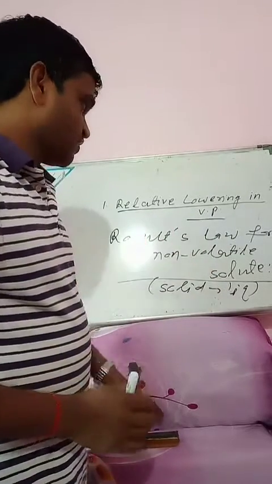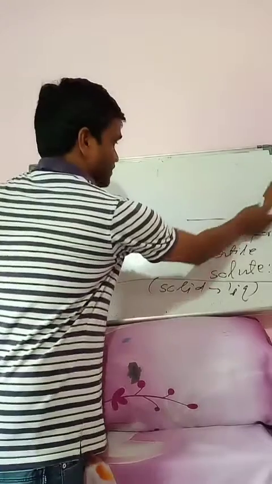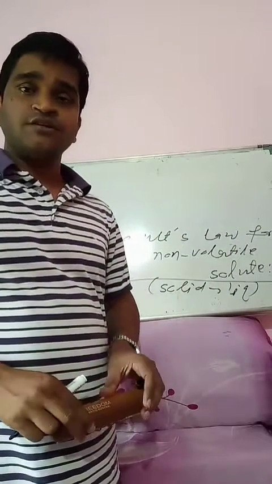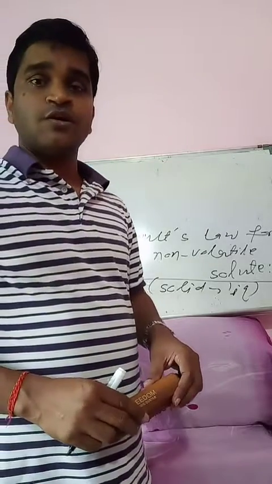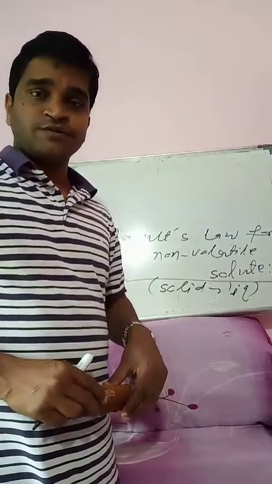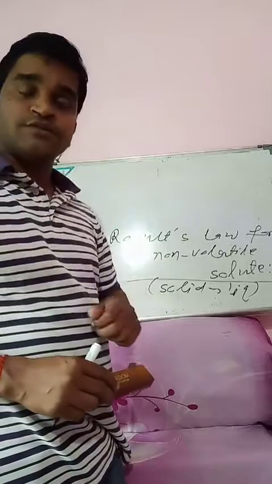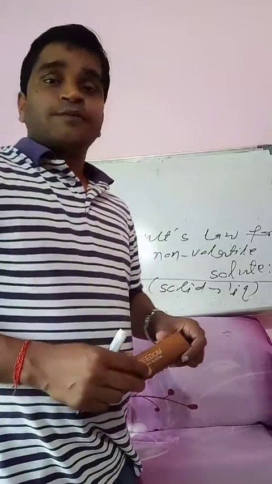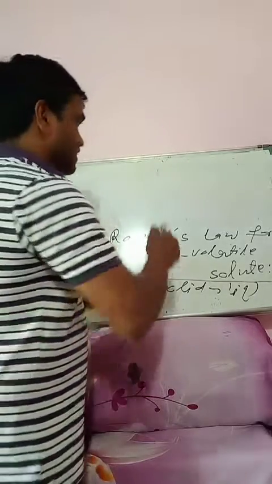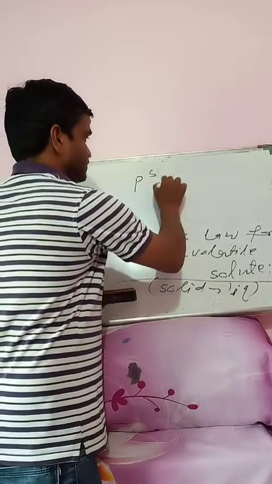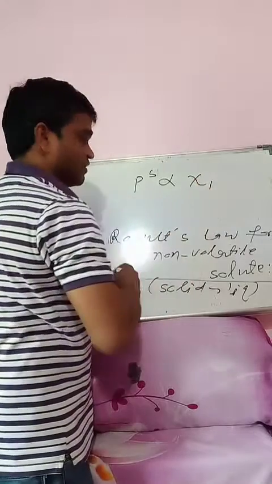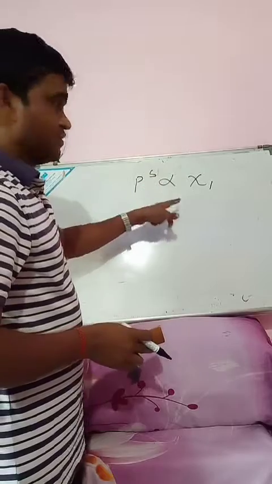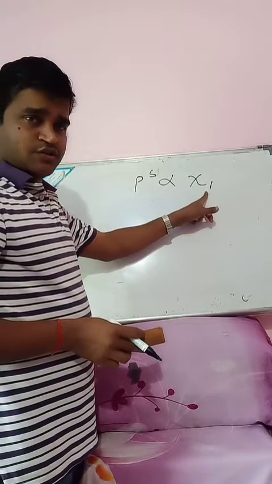So Raoult's law for non-volatile solute states that the vapor pressure of a solution is directly proportional to the mole fraction of solvent. That is, mathematically, Ps is proportional to X1. What is Ps? Vapor pressure of a solution, S for a solution. What is X1? Mole fraction of the solvent.